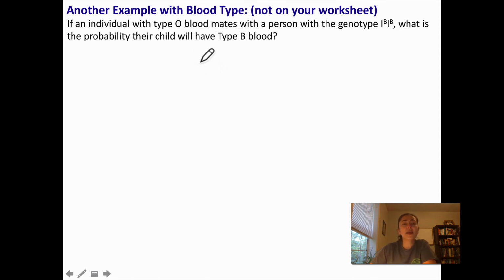Let's do one more example. This isn't an example on your worksheet, but it's always good to just do more practice. This says, if an individual with type O blood mates with a person with the genotype IB, what is the probability that their child will have type B blood? All right, so let's make a key again. And this, we know IA would make the A protein.